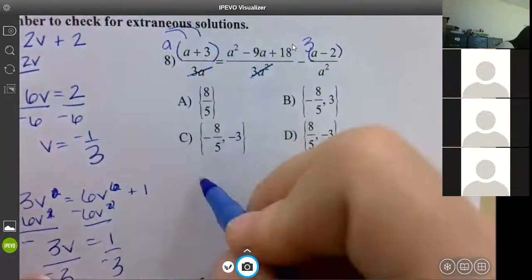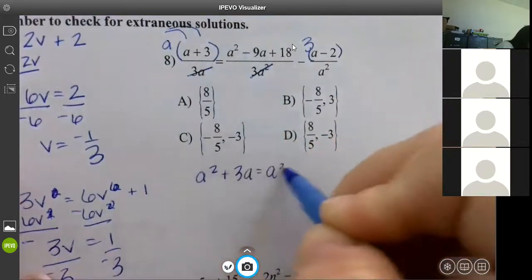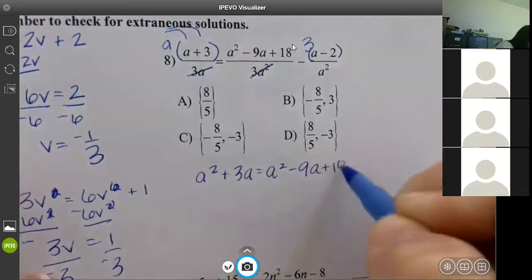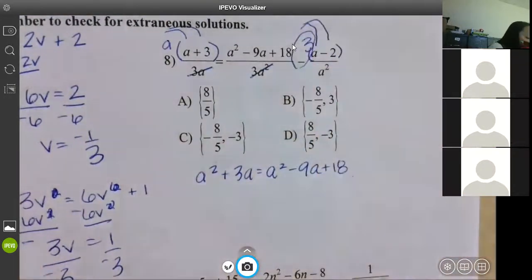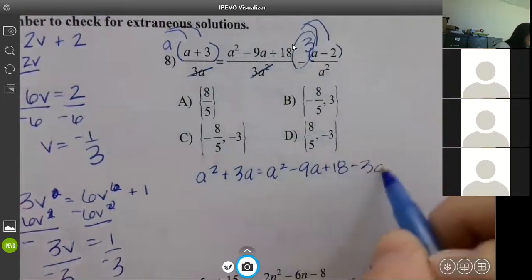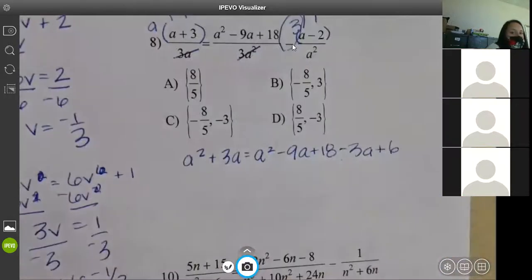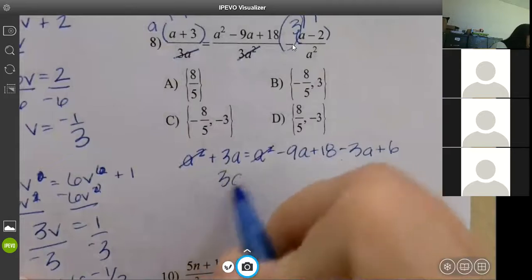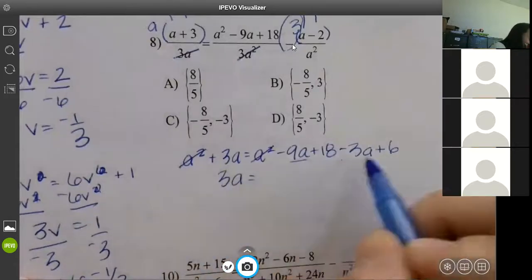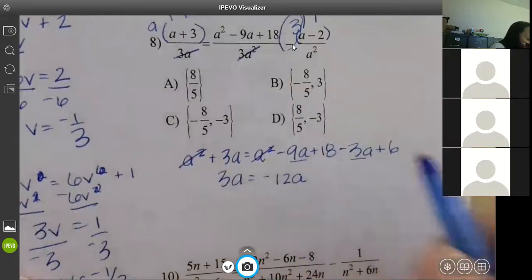A times A times 3 equals a squared minus 9a plus 18, because I didn't touch it. Distribute the negative 3. Negative 3 times a. Negative 3 times negative 2. Positive 6. Clean it up. Remember, if it's the same on the left and the right, we can mark it out. So our a squares are going to mark out anyway. We have negative 9 minus 3 is negative 12a. 18 plus 6.